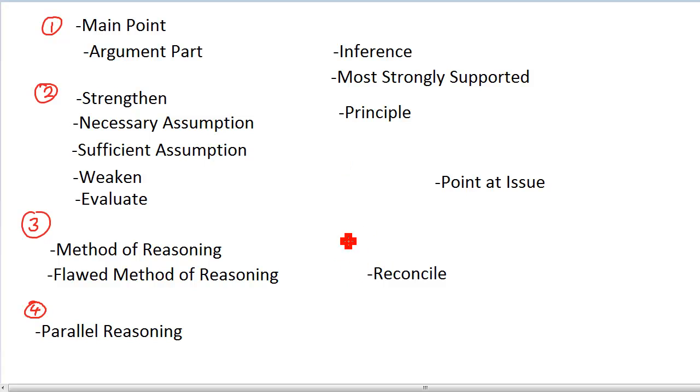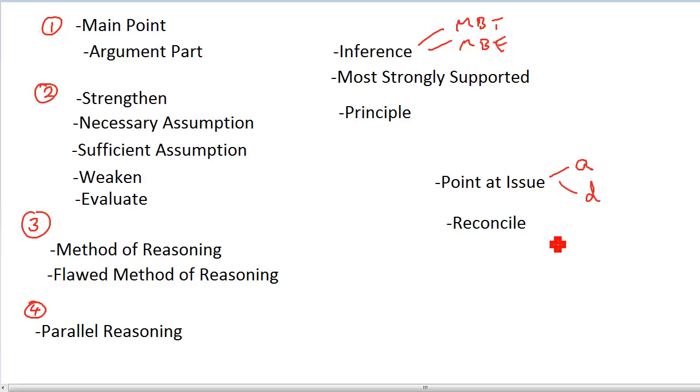And the reconcile, you get two statements that seem to be logically contradictory. Point at issue questions sort of split into agree and disagree questions. It's like inference questions split into must be true, must be false questions. Point at issue, of course, is split into agree and disagree questions. Reconcile is similar in this respect because reconcile questions have two statements that seem to be in disagreement, seem to be in contradiction with each other.